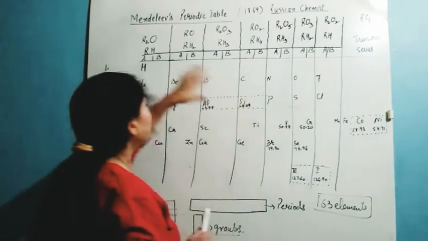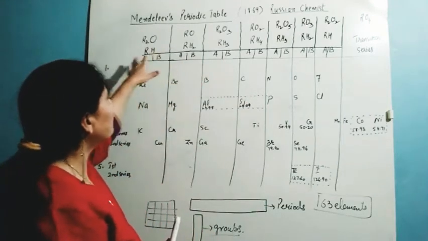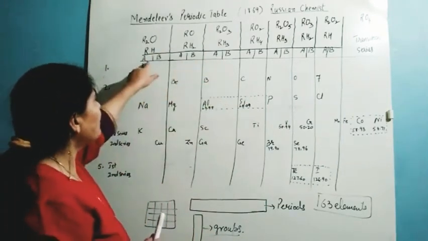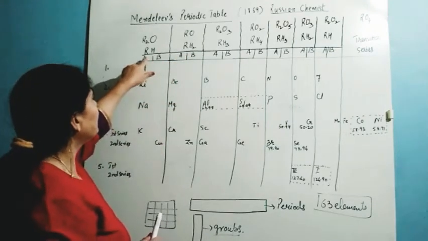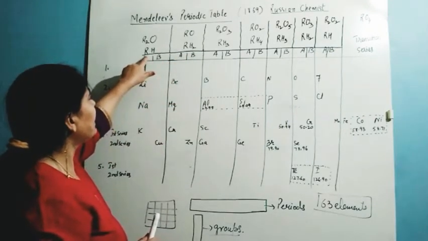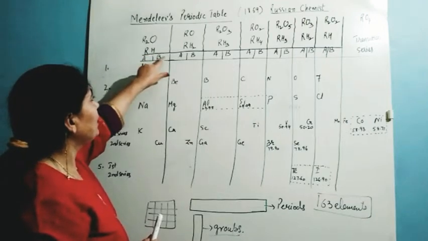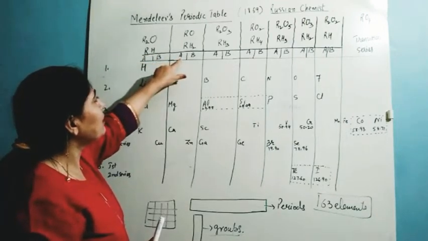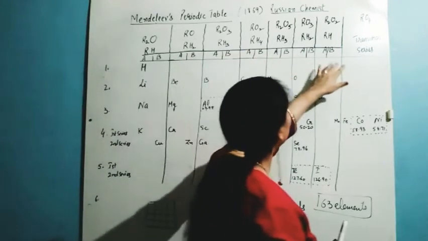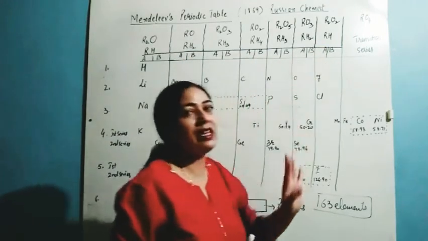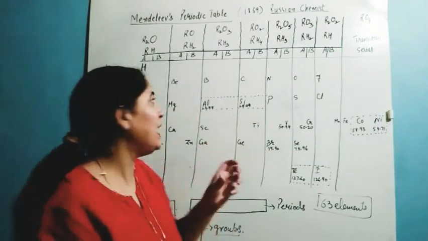You will see that in the 7 groups, from the first to the seventh, there are subgroups also in Mendeleev's periodic table. These subgroups are regarded as A and B. Then similarly, the second group has A and B, and you will see this clearly up to the seventh group. Each group is further subdivided into the subgroups A and B.